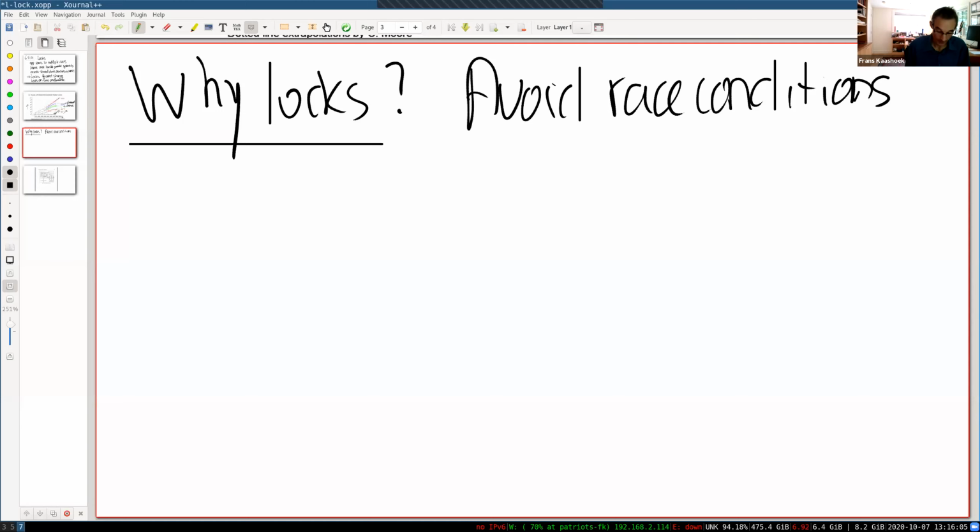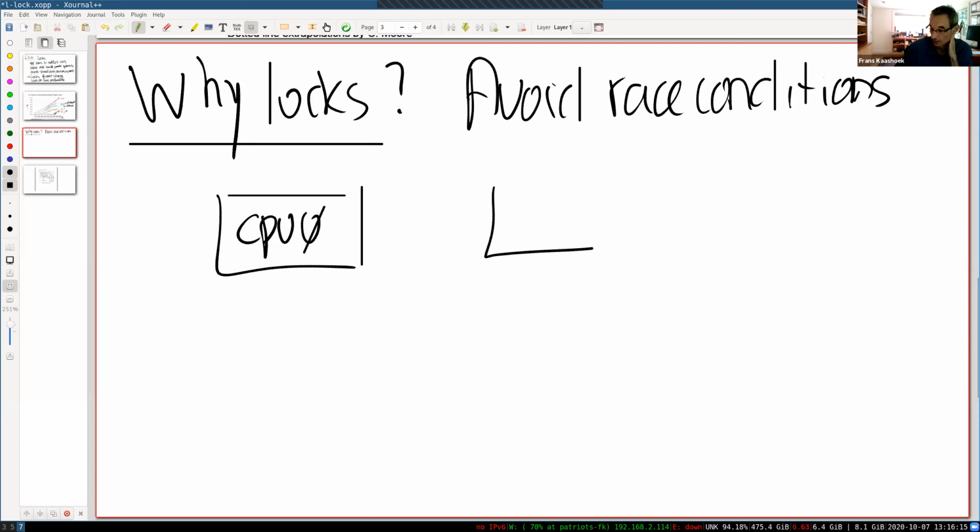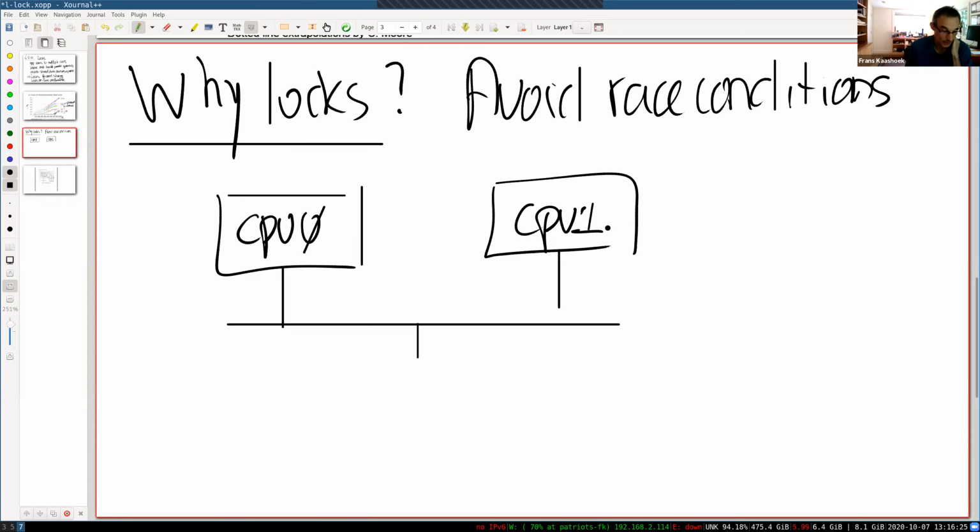So the picture you should have in your head is that there are multiple cores running. Here's CPU 0, which is executing instructions, and CPU 1 is executing instructions. They're both connected to a memory. If you think back to the schematics we've shown a couple of times before, there's a DRAM controller that connects to the DRAM chips where all the state, all the memory, is living.